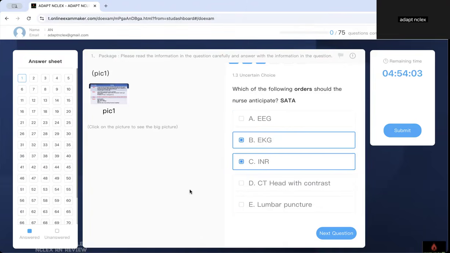Don't jump the gun. Always read the question and make sure it meets the answer choice you want. CT head, you don't jump in. Look at it. With contrast, you don't need CT with contrast. When you're looking for stroke, you need CT without contrast. And then lumbar puncture, you need to get a CT before you can do lumbar puncture. And this patient does not need lumbar puncture anyway, because if you do lumbar puncture and there's an ICP issue, the brain will herniate. Therefore, the only thing we need for this particular patient is the CT.